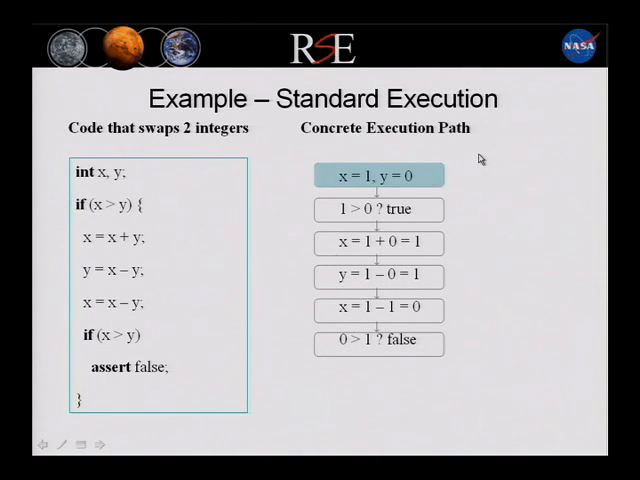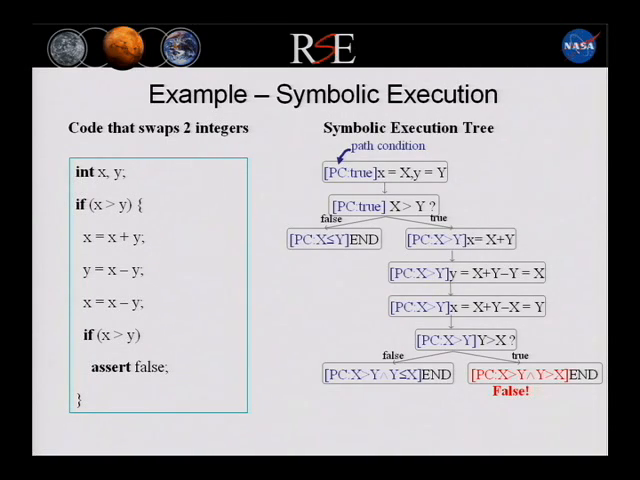Again, with a concrete execution, we would start with some concrete values, for example, 1 and 0, and we would get a concrete execution trace. Now, in contrast, with symbolic execution, the result is no longer a trace, but rather a tree. So this is basically the result of symbolically executing this piece of code. Initially, the path condition is true, and big X and big Y are the symbolic values for the inputs.